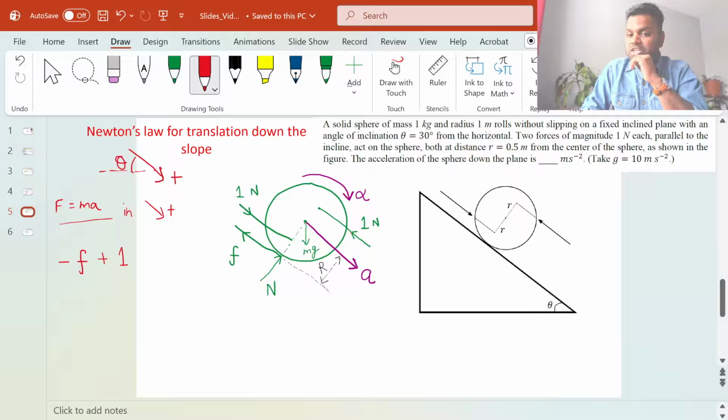And this 1 Newton is acting up, so it will be minus 1. They would cancel out, as you can see. Then mg, the weight of the sphere, will have a component along the slope, right? And what would that be?